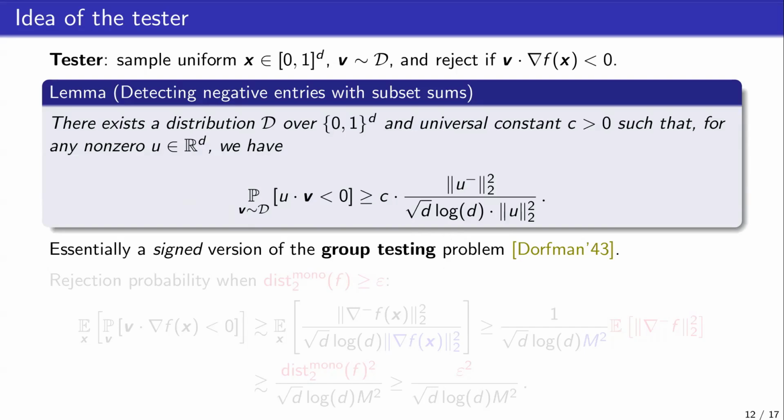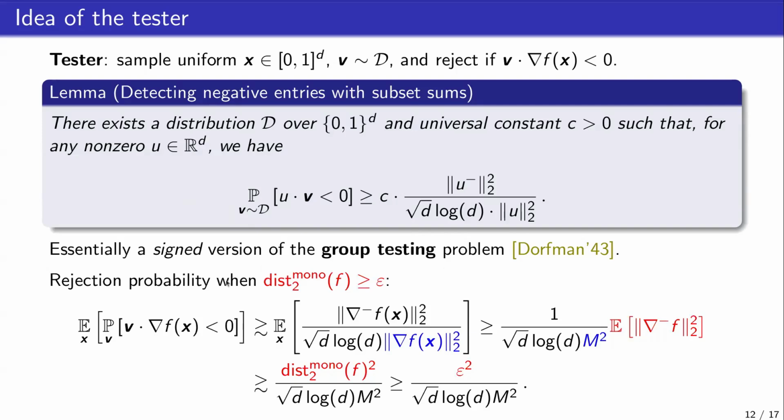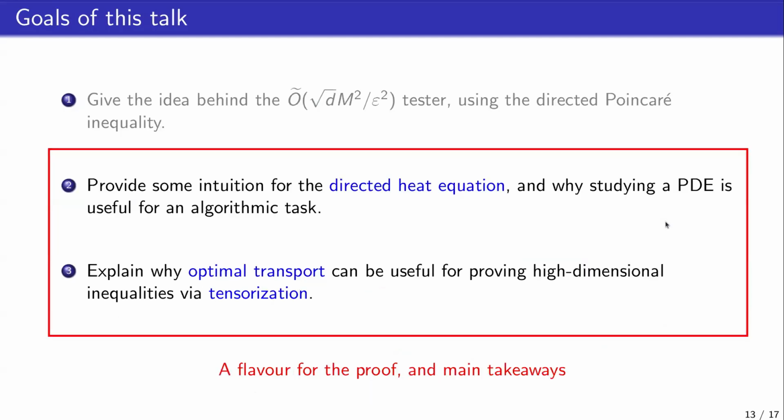And taking this lemma for granted, why does it give us a testing result? Well, my rejection probability when my function is far from monotone under this tester is going to be the probability that my inner product is negative, which using the lemma is going to be the expected value of this expression over here. But then my squared norm of the gradient, by the Lipschitz assumption, is at most m squared. So I'm left with the expected norm of the negative components of the gradient. But by the Poincare inequality, this is at least my squared distance to monotonicity, which is epsilon squared. So this is exactly the shape that I wanted for my query complexity, and we're done. So this is what I wanted to say about the tester.